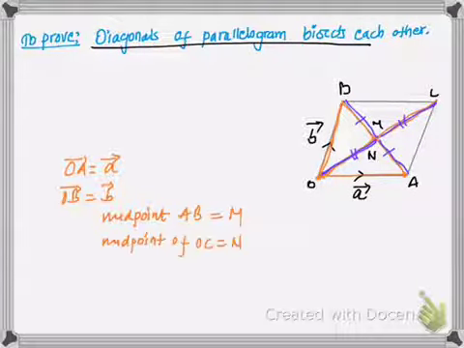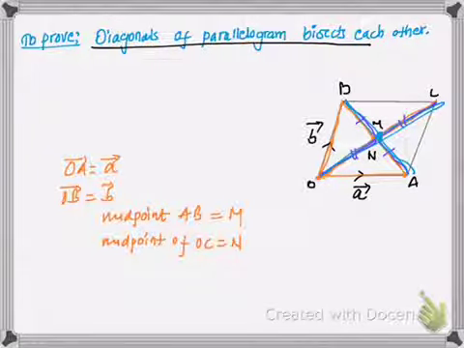The midpoint of this diagonal AB is M, and midpoint of OC is this point N. It actually seems that these 2 points are the same, but it isn't so until we have proved that they are the same points. So at first we'll try to show that point M and point N are the same point, then we can definitely say that the diagonals of the parallelogram bisect each other. So this is what we have to show: point M and point N are the same.